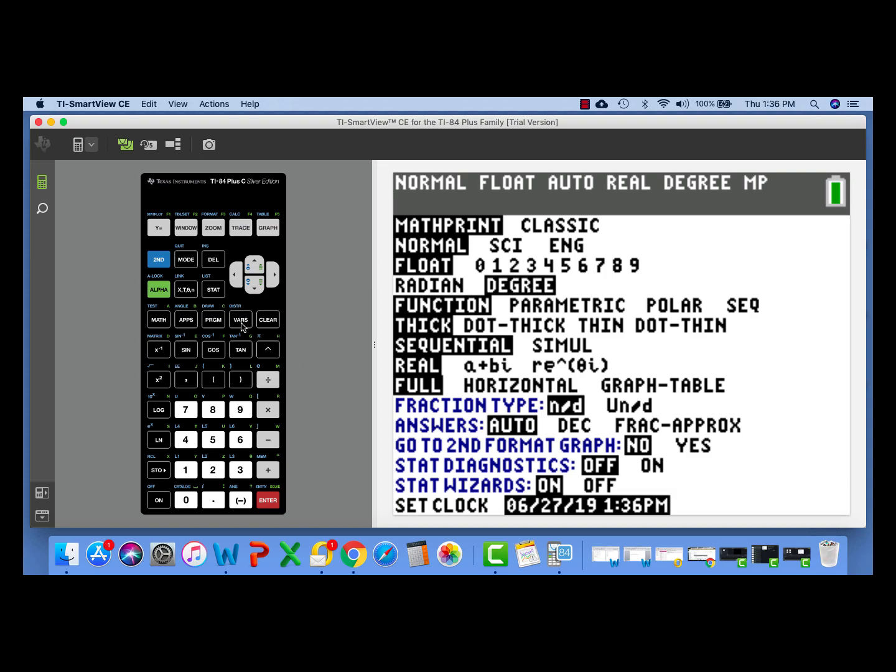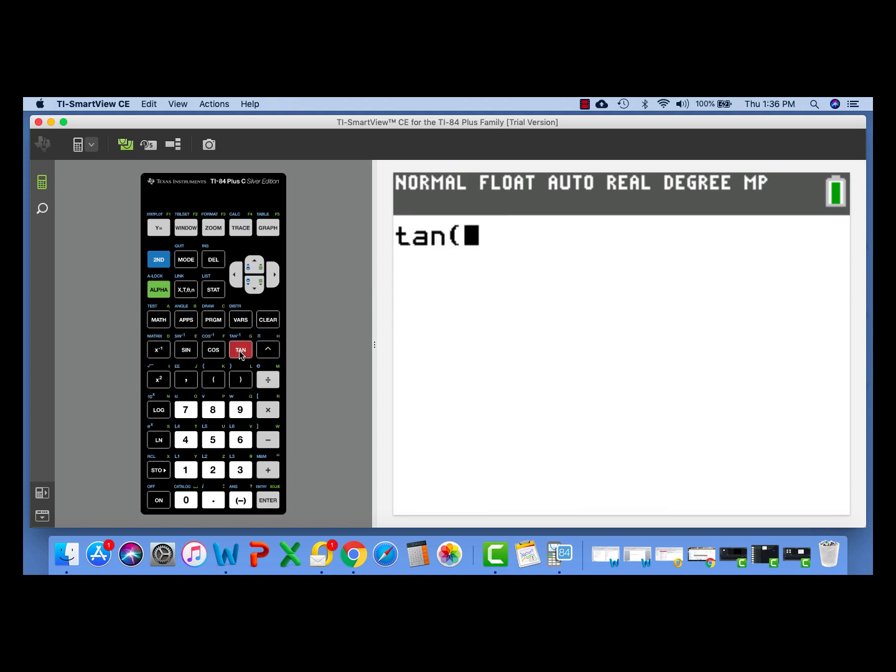So now I can hit the tangent button. If I'm trying to find tangent of 40 degrees, I'm going to hit the tangent button. It's going to come up with an open parentheses, and I'm going to put in 40, and then I'm going to close my parentheses. Now, some calculators, if you don't close the parentheses, it won't give you the right answer. So make sure you close the parentheses.